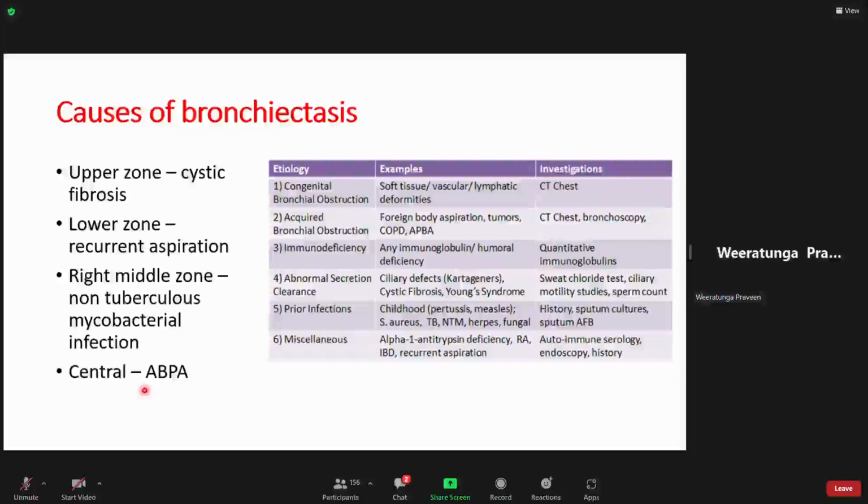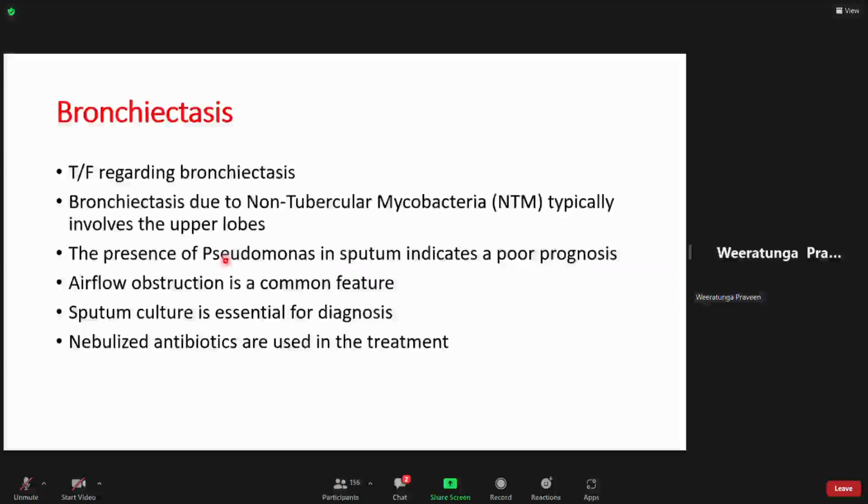These are more localized causes of bronchiectasis. True or false regarding bronchiectasis? Bronchiectasis due to non-tubercular mycobacteria typically involves the upper lobes. No, it is the right middle lobe, as we just discussed. Presence of Pseudomonas in sputum indicates a poor prognosis.